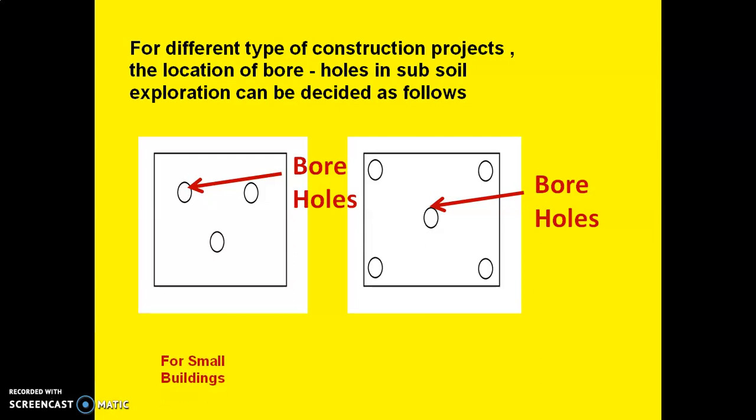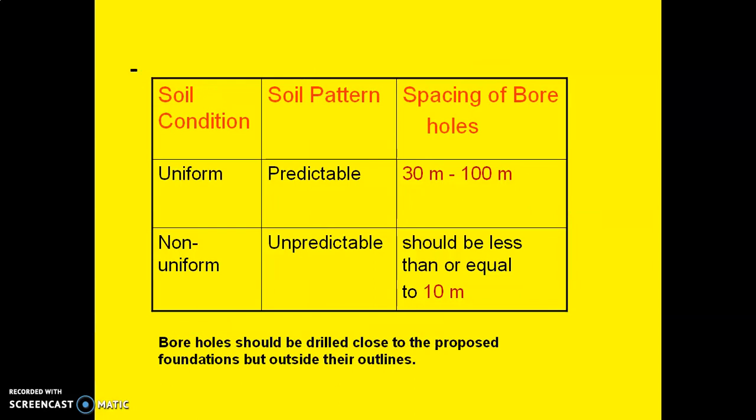For a small building, at least 3 borings should be done. Care to be taken that boreholes should not be closely spaced and in one line. For a large building, at least 5 borings should be done, one at each corner and one at middle. Now let's identify, with respect to the different soil conditions, what should be the spacing to be kept for the boreholes.